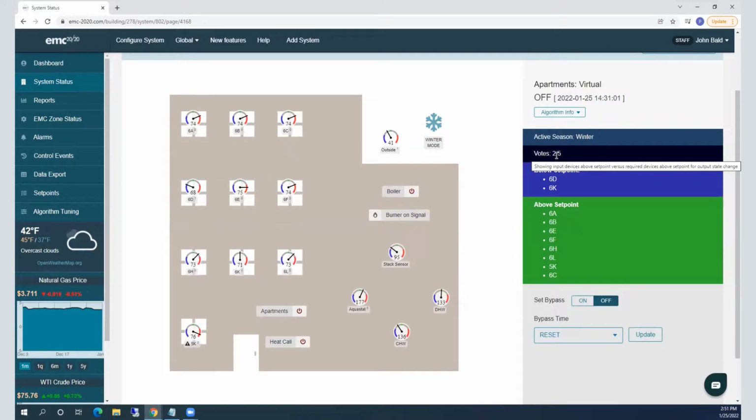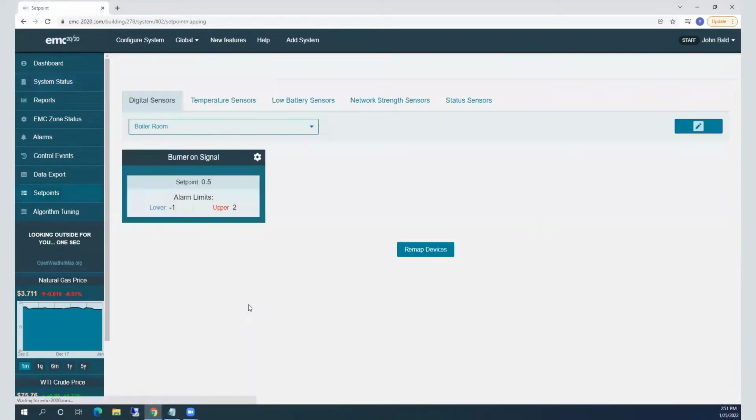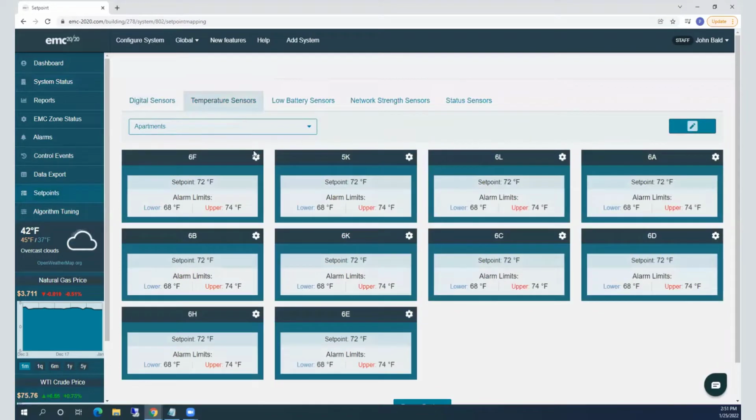So you can change that by going to set points and increasing the set point. You can do that by going to this page here, temperature sensors, apartments, and there's a whole video detailing how to do this.